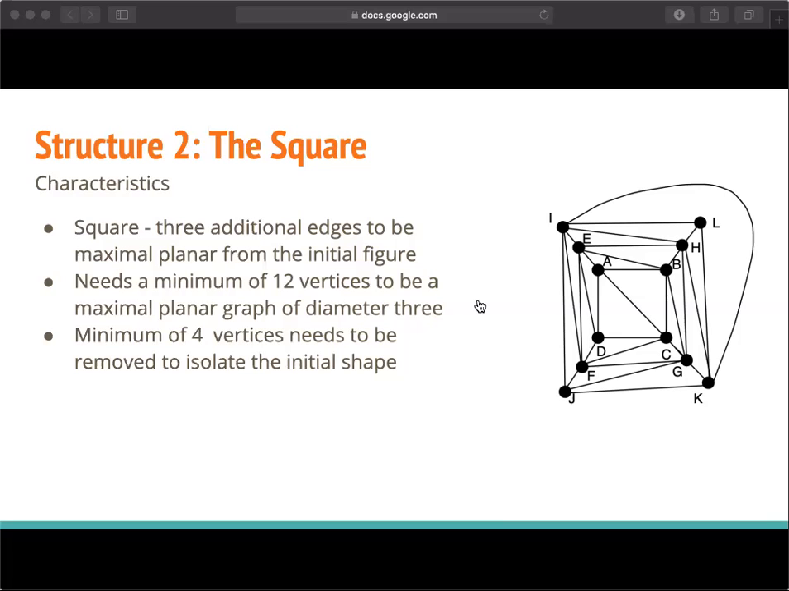And then if you want to isolate the initial shape, which is a square, a four-sided figure, or a figure that had 4 edges, that required at least 4 vertices to be removed. So if we wanted to isolate the A, B, C, and D, we'd have to remove E, H, G, and F, which were vertices diagonal adjacent to those 4 vertices.